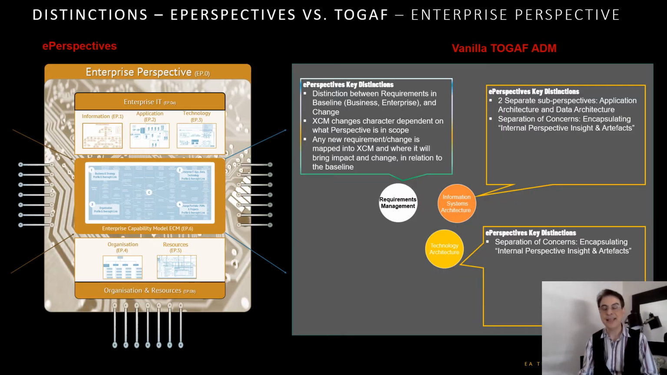So looking at the next perspective within ePerspectives, which is the enterprise framework, we look at TOGAF's corresponding side for this. And now here's a huge difference I would like to highlight. If you see this, our enterprise perspective entails what we classically call enterprise architecture, and plus. What is the plus? The plus is covering the organization and resourcing as well, right?